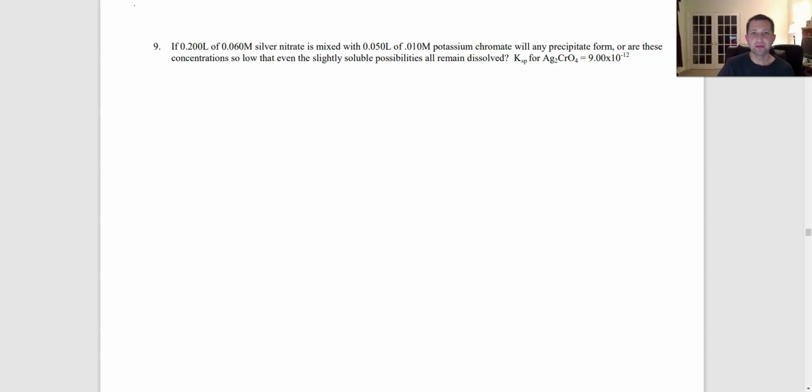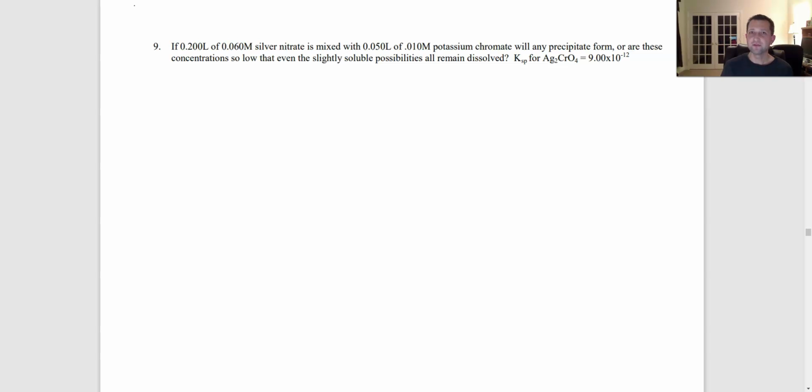I want to give you some help on this homework problem, which is the last one in the homework set. It involves KSP, but it's not exactly like something we've done before, but we can figure it out based on what we know about KSP. So the question says you're mixing together some silver nitrate and potassium chromate. You want to know if a precipitate will form.